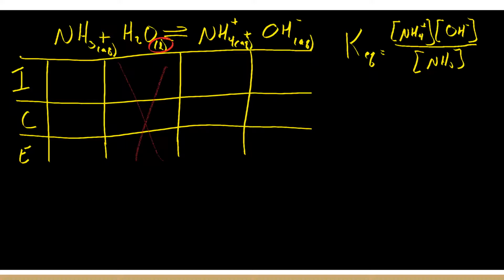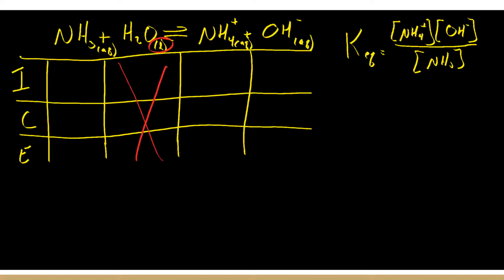So we can go ahead and just sort of cross off water here. It's not going to actually show up in the equilibrium expression. It's not going to have any effect in our ice table. We just sort of ignore it. We need to include it in the actual reaction, but we don't include it in the equilibrium.